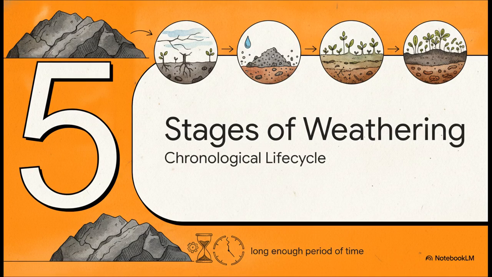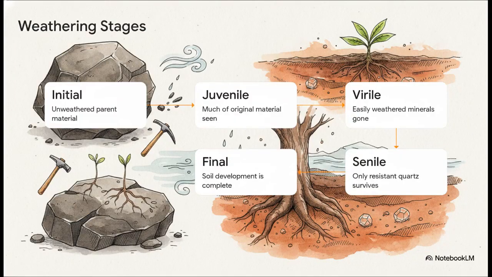Section 5. The stages of weathering. Let's look at the chronological life cycle. Once these active and passive factors interact over time, a very specific life cycle emerges. It starts at the initial stage with completely raw, unweathered parent material. Then comes the juvenile stage, where weathering has started, but you can still clearly see the original rock.